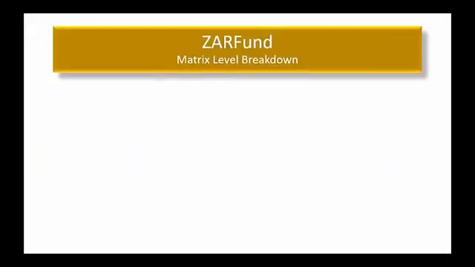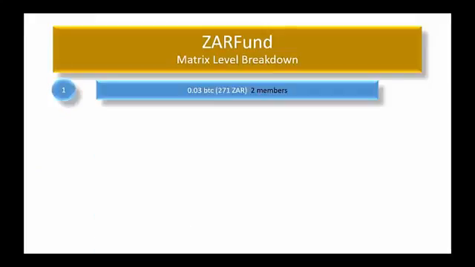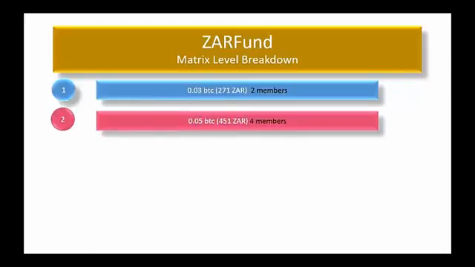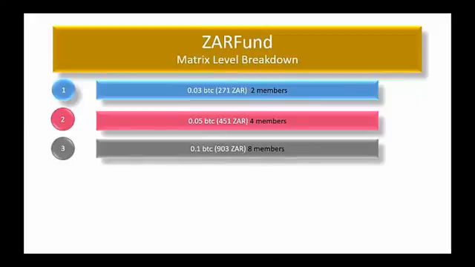With a final summary, the level breakdown: on level 1, you're going to get 0.03 Bitcoins from 2 people that eventually join you on level 1. So on level 2, you're going to receive 0.05 Bitcoins once you've paid that 0.05, from 4 members on this level. And then on level 3, you would have to pay 0.1 Bitcoins and you'd receive the same amount from 8 members that want to join level 3 with you.